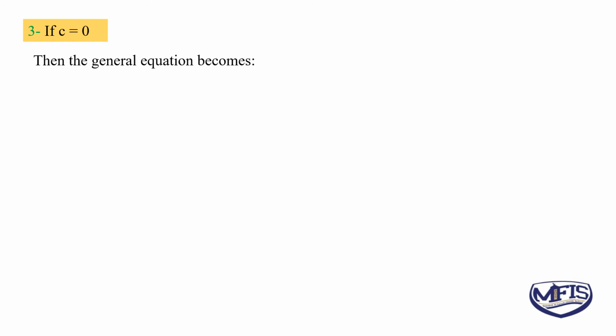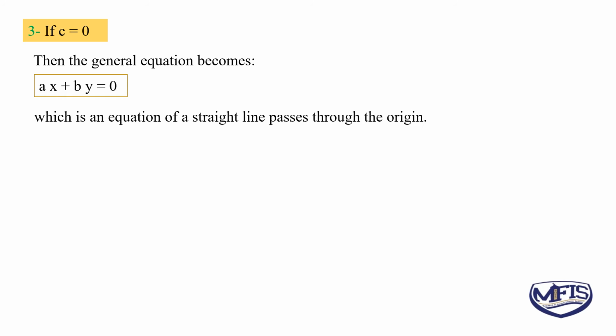If c equals 0, the general equation becomes ax plus by equals 0, which is an equation of a straight line that passes through the origin point.